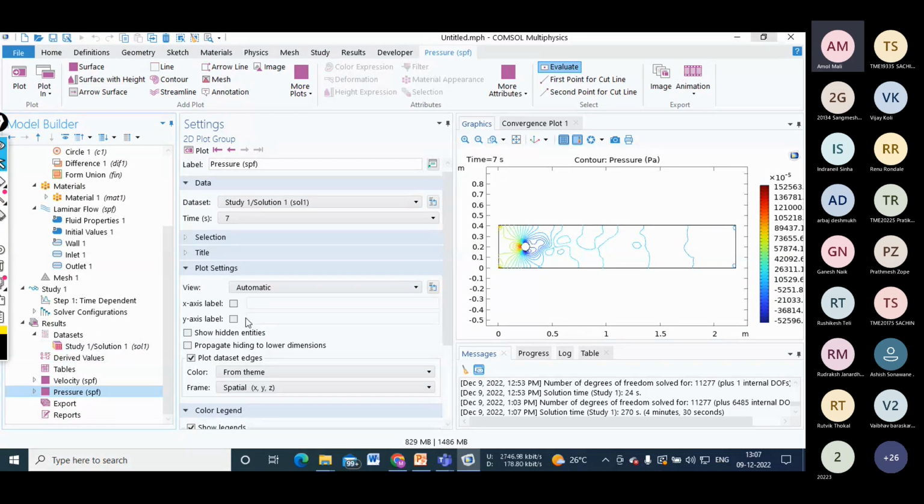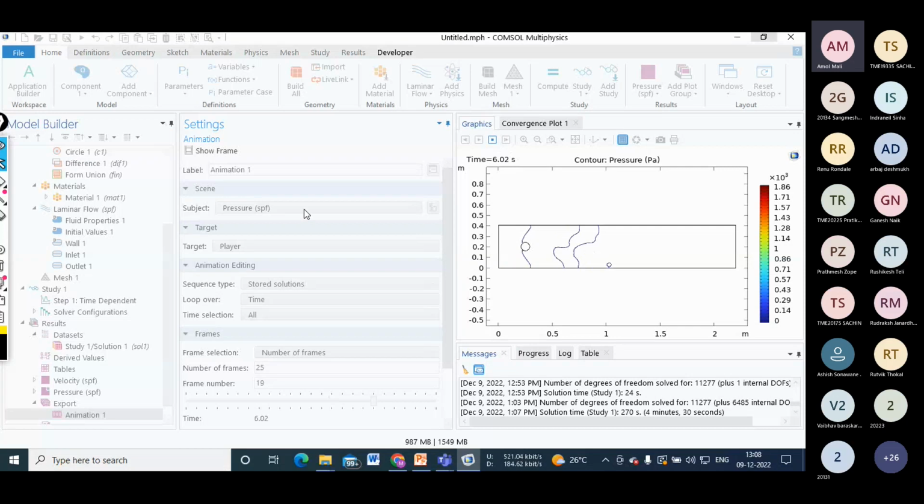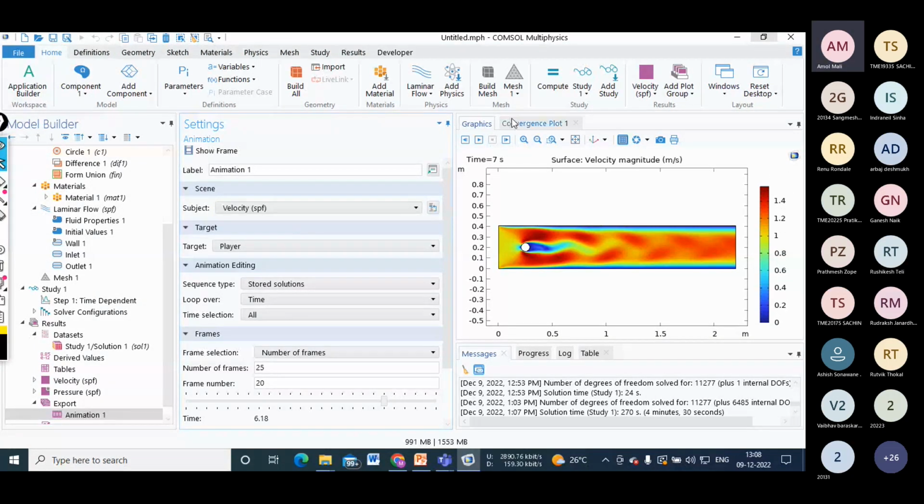Now next to that, one more thing we can see here: animation. I want to show you the animation, how the air is flowing through the pipe. Okay, I want to pause this. Here you can see the velocity, how the velocity is flowing.